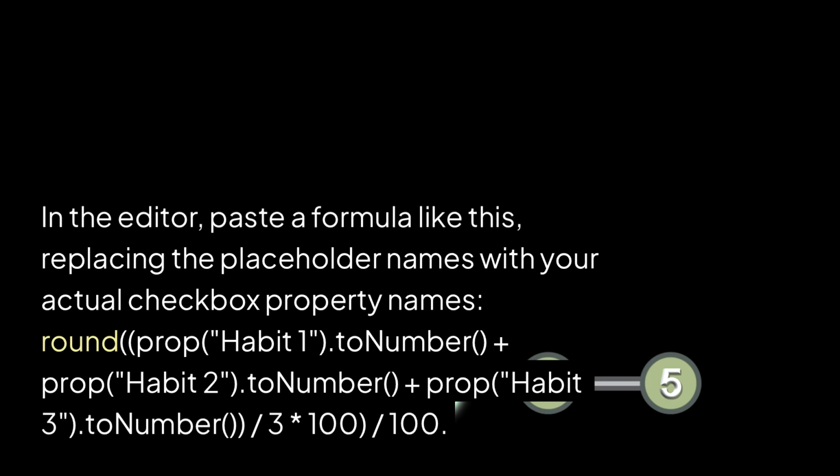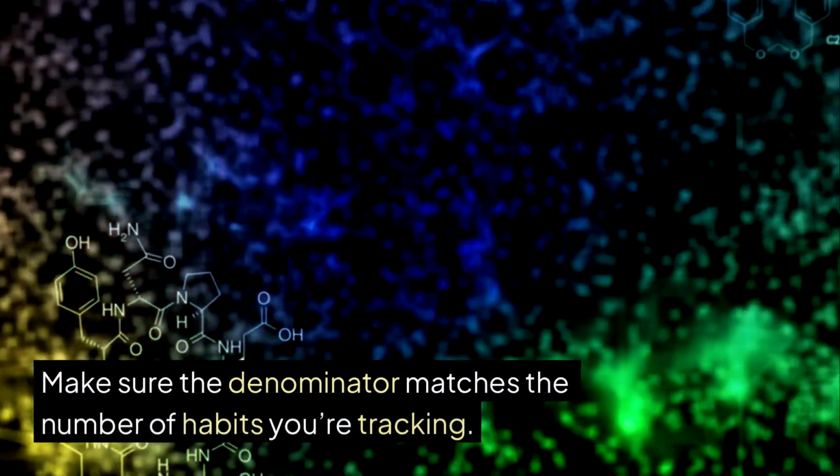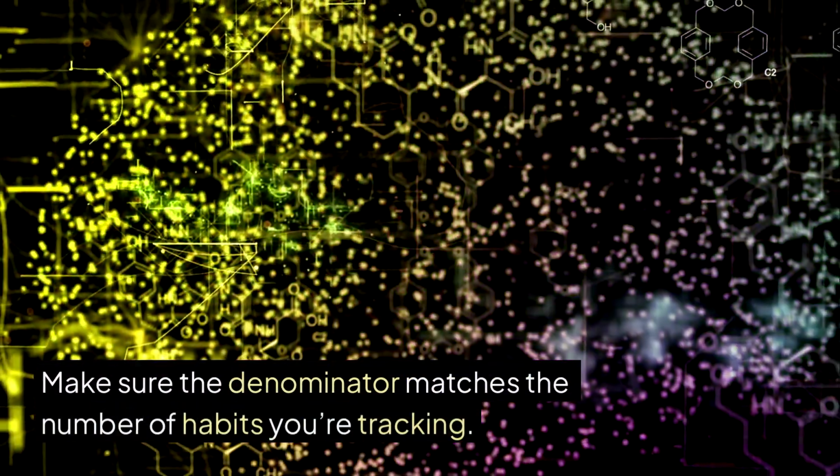round((prop("Habit 1").toNumber() + prop("Habit 2").toNumber() + prop("Habit 3").toNumber()) / 3 * 100). Make sure the denominator matches the number of habits you're tracking.